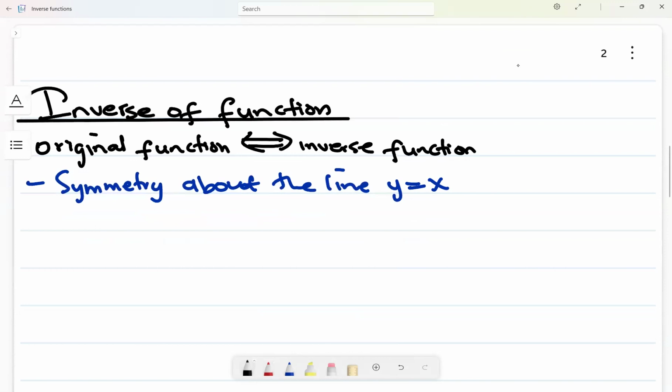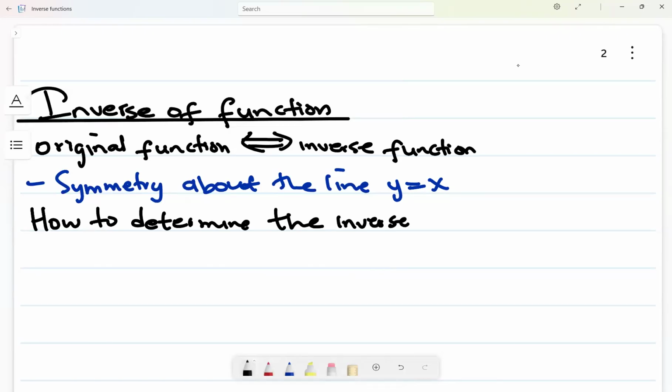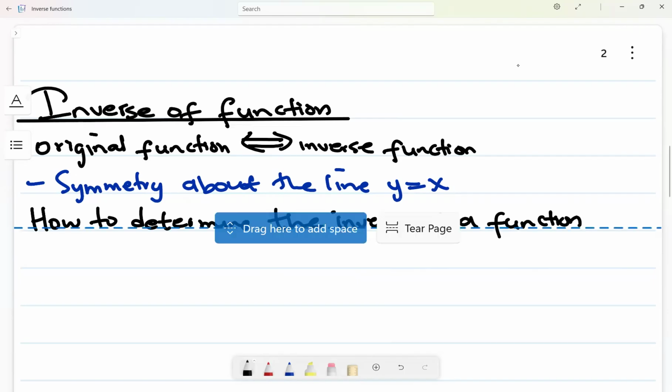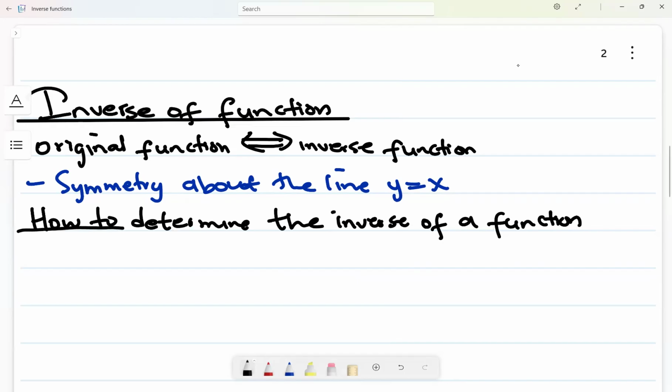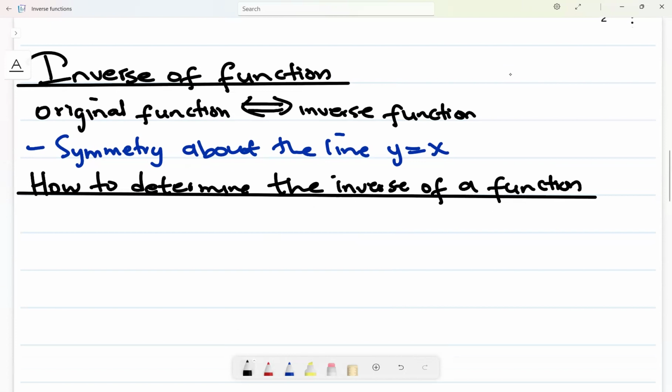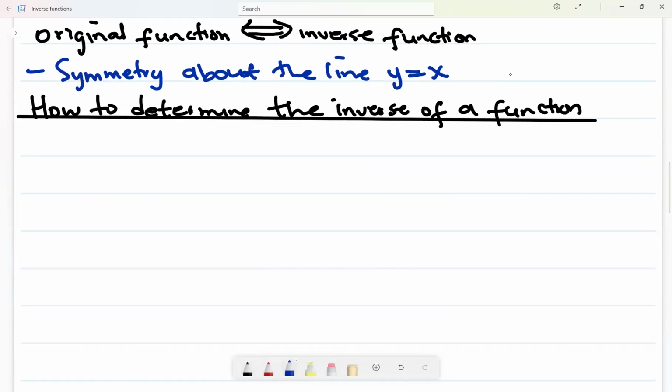Now, the question might come: how do we determine the inverse of a function? We need to be in a position to determine the inverse of a function. That won't be a difficult part, because these are very easy steps that people tend to make mistakes on. But now let's try to fix that.